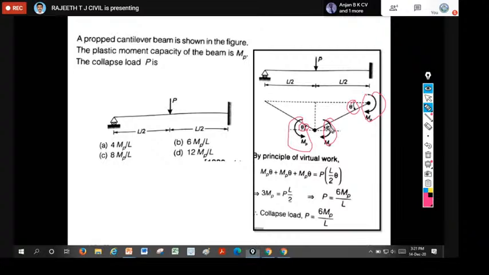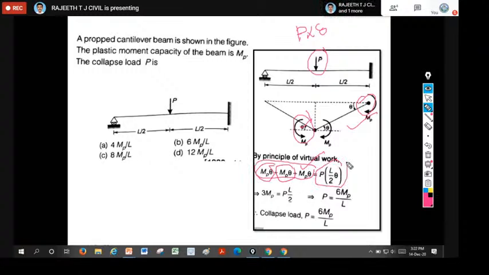Use the principle of virtual work to calculate the collapse load, that is, external work equals internal work. What is the external work? Because of this load P, you calculate the force into deflection. In a similar way, in this figure we calculate the virtual work, that is, the moment and the corresponding rotations. Here the moment is Mp and the corresponding rotation is theta. Internal work done is Mp into theta here, and again Mp into theta there. So the internal work done is 3 Mp theta.